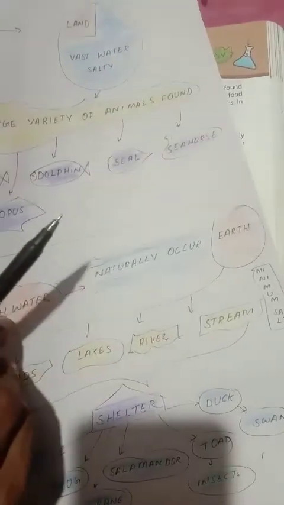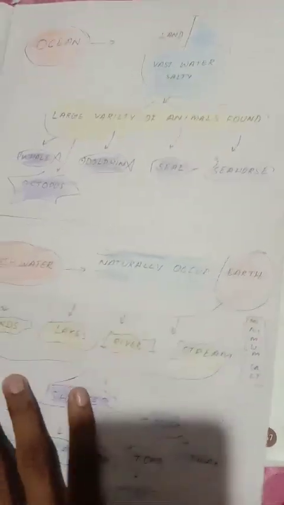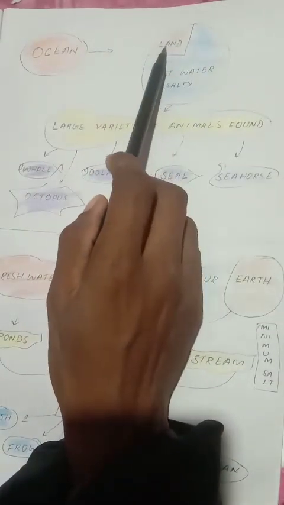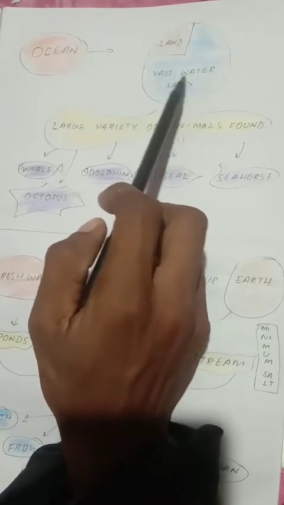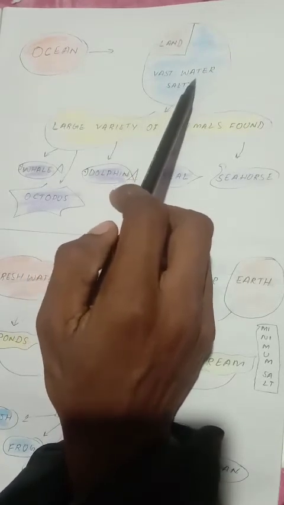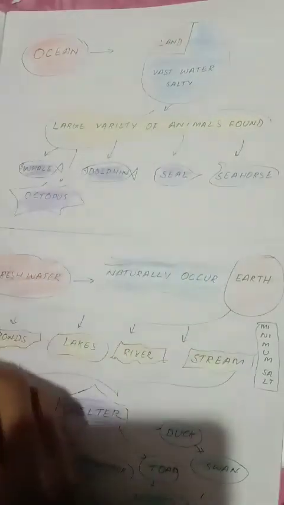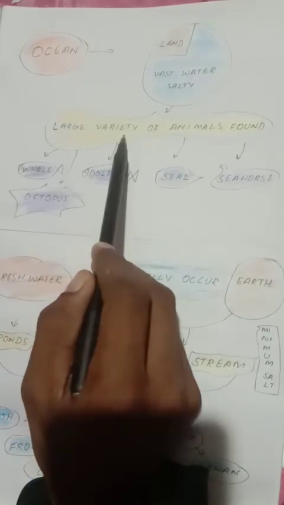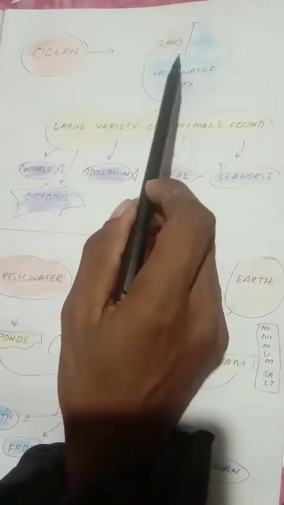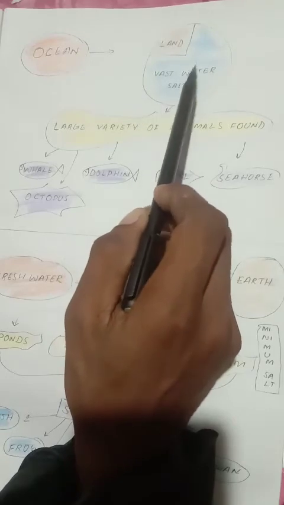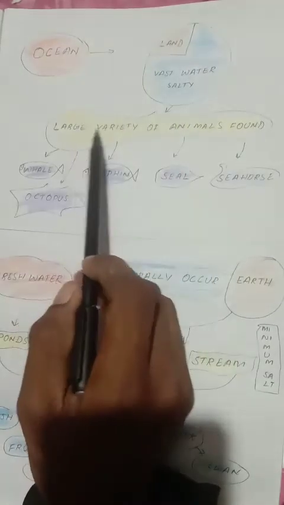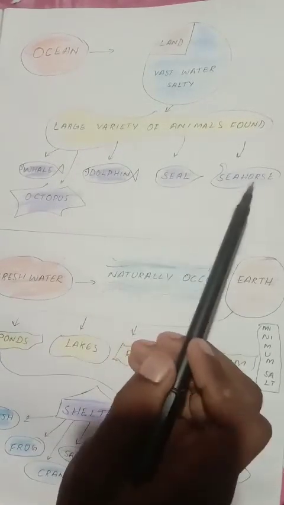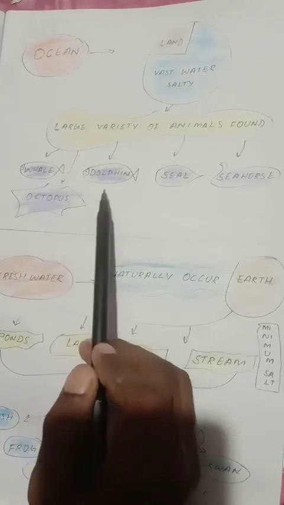Next we have the ocean. On this Earth, only 25% is land, and 75% is vast salty water. In this vast area a large variety of animals is found, because 75% of our Earth is water. For example, we have whale, dolphin, seal, seahorse, and octopus.